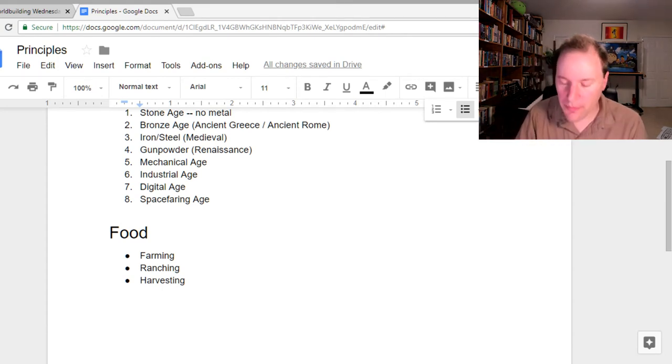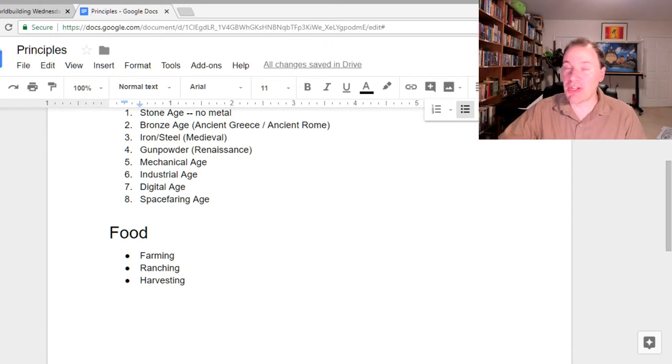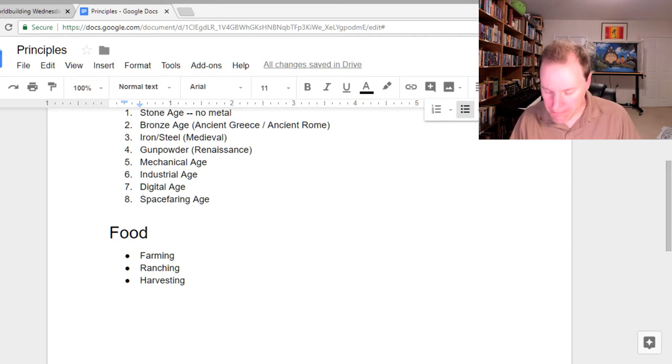So the question then becomes, is your society primarily about farming, primarily about ranching, primarily about harvesting existing resources? And what are those resources? How available are they? Right? Is this a resource-rich or resource-poor setting? And of course, that will vary depending on your environment. Okay.